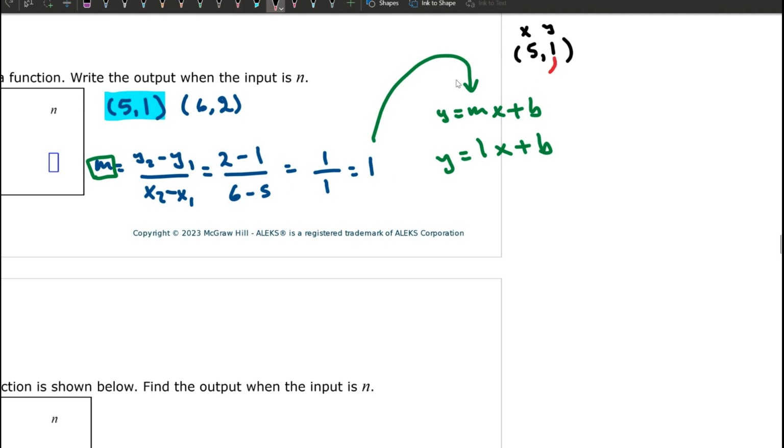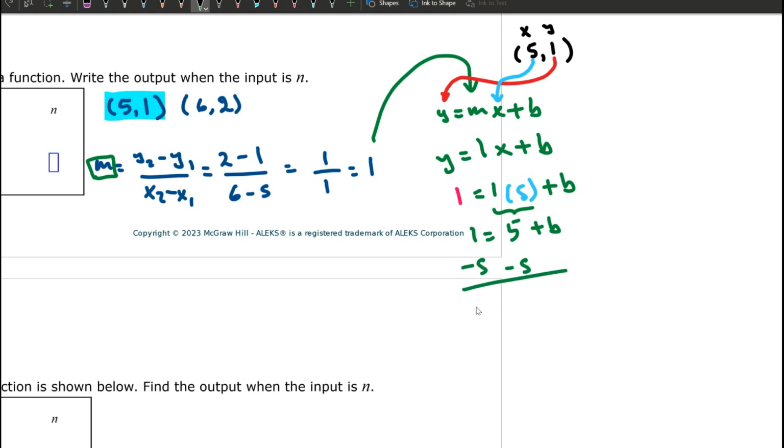So your y value will go to y, and your x value will go to x. The x value is 5, so that will give you 1 equal to 1 times 5 plus b. So we're going to solve for b. 1 equal to 1 times 5, which is 5, plus b. Continue solving for b. You subtract 5 from both sides. So that will be negative 4 equal to b.